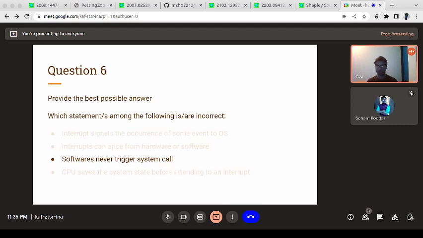Okay, now we proceed to the answer. So yeah, the software actually triggers a system call as an interrupt to the operating system. For example, if a word processing software such as MS Word needs to print a document, it will trigger a system call to the OS saying that it requires some resource, a printing resource, and accordingly the system call will interrupt the operating system, and the process will carry on.